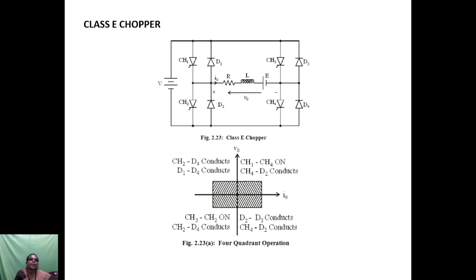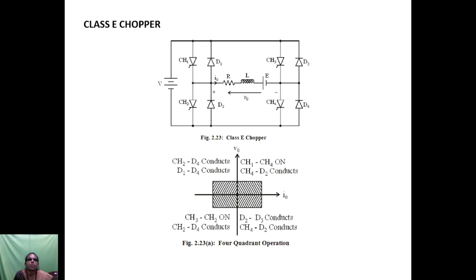Next, the four quadrant chopper. Here CH1, D1, and the load is connected in the center part. So this will work as a four quadrant chopper. For the first quadrant, CH1 and CH4 will be in the on state, and D2 is connected with CH4. So CH1 in the on state will be conducting.